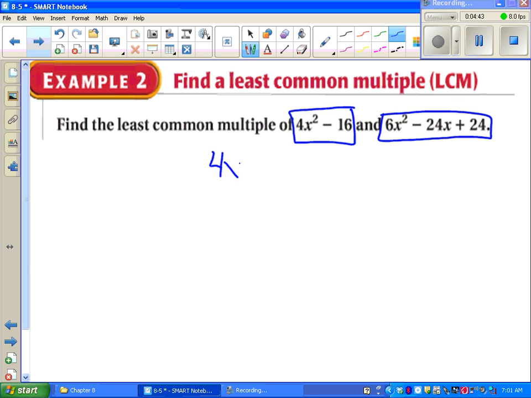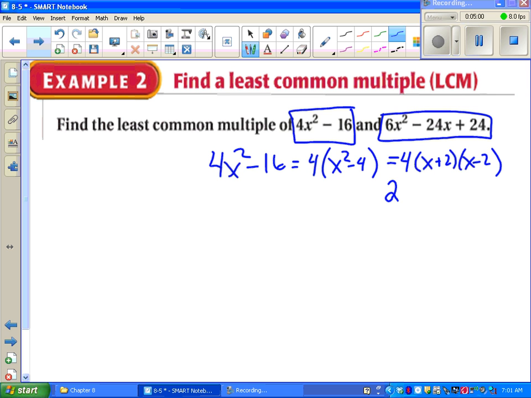For 4x squared minus 16, I see we can take out a 4. We're left with x squared minus 4. You should have seen that that was a difference of squares. So we're left with x plus 2, x minus 2. And we want to factor that 4 as much as we can also. It's really 2 squared times x plus 2 times x minus 2. Factoring that 4 is going to help us with our GCF.